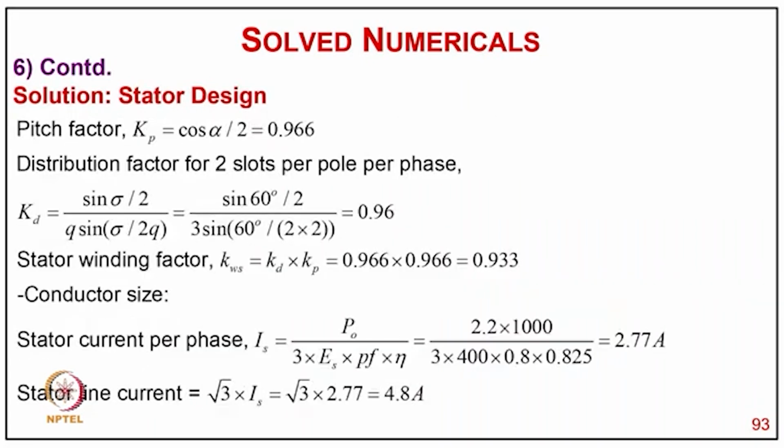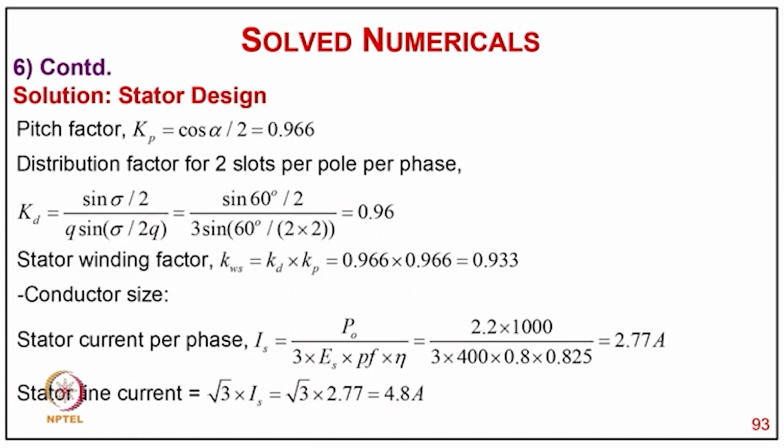So pitch factor becomes Kp equal cos alpha by 2, that's 0.966, and distribution factor for the slot, Kd equal to sin(sigma by 2) upon q sin(sigma by 2q). Putting value, it comes 0.96. So stator winding factor Kws equal to Kd into Kp. Putting value, it comes 0.933.